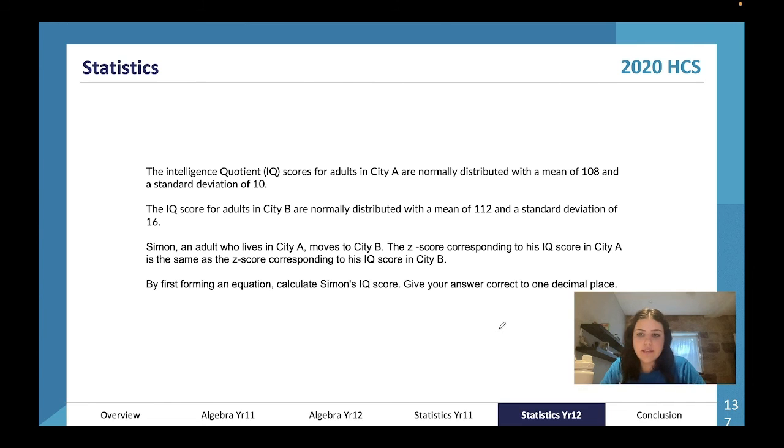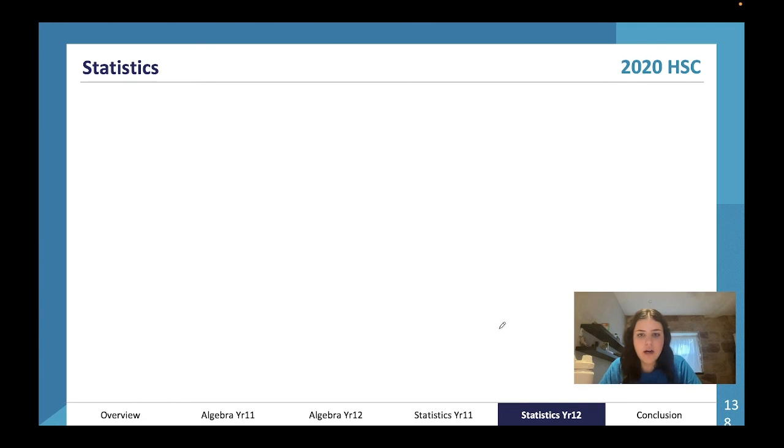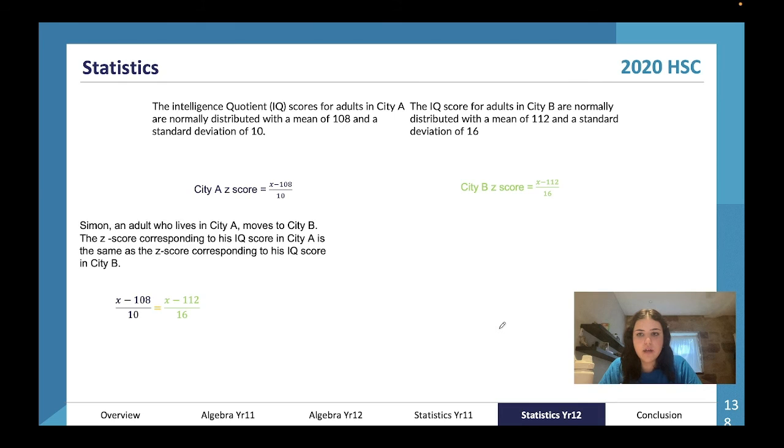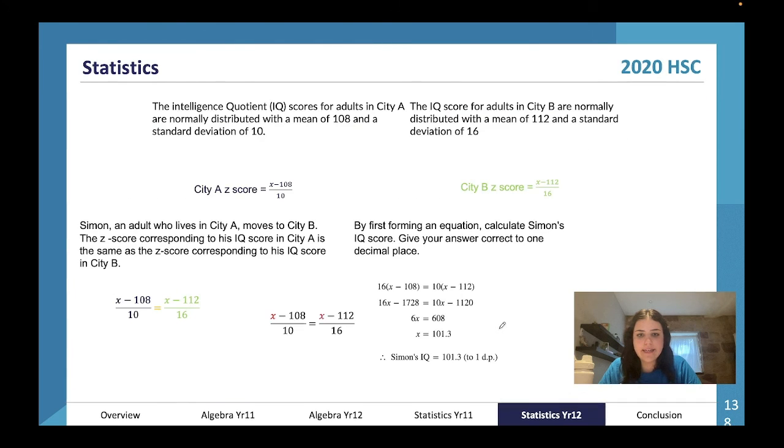Now this was the 2020 HSC question that was on my exam. It was quite hard, so I'm going to show you the working out here instead. Okay, the intelligence quotient scores for adults in City A are normally distributed with a mean of 108 and a standard deviation of 10. So we need to find the first thing, well, I'll read you the question first and I'll explain what we're doing.